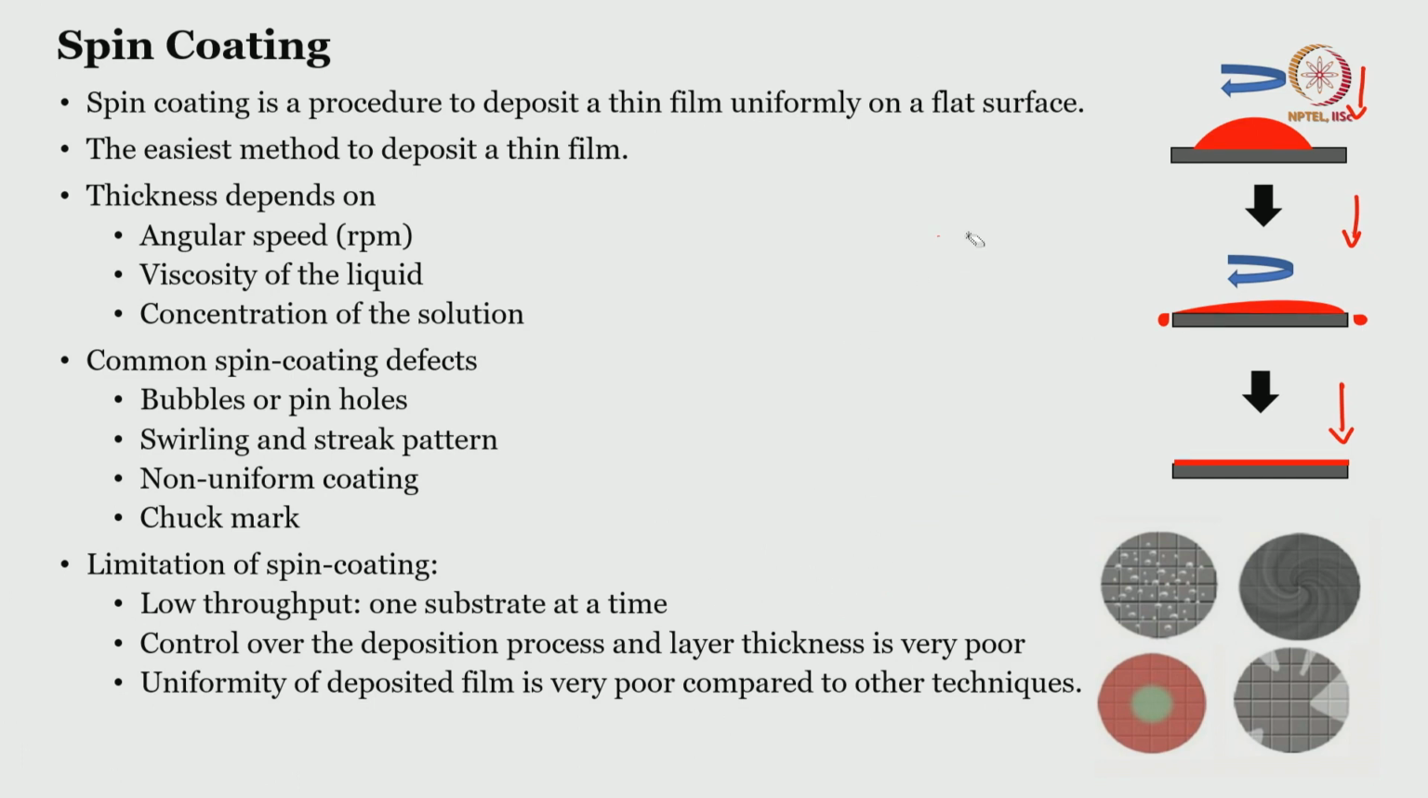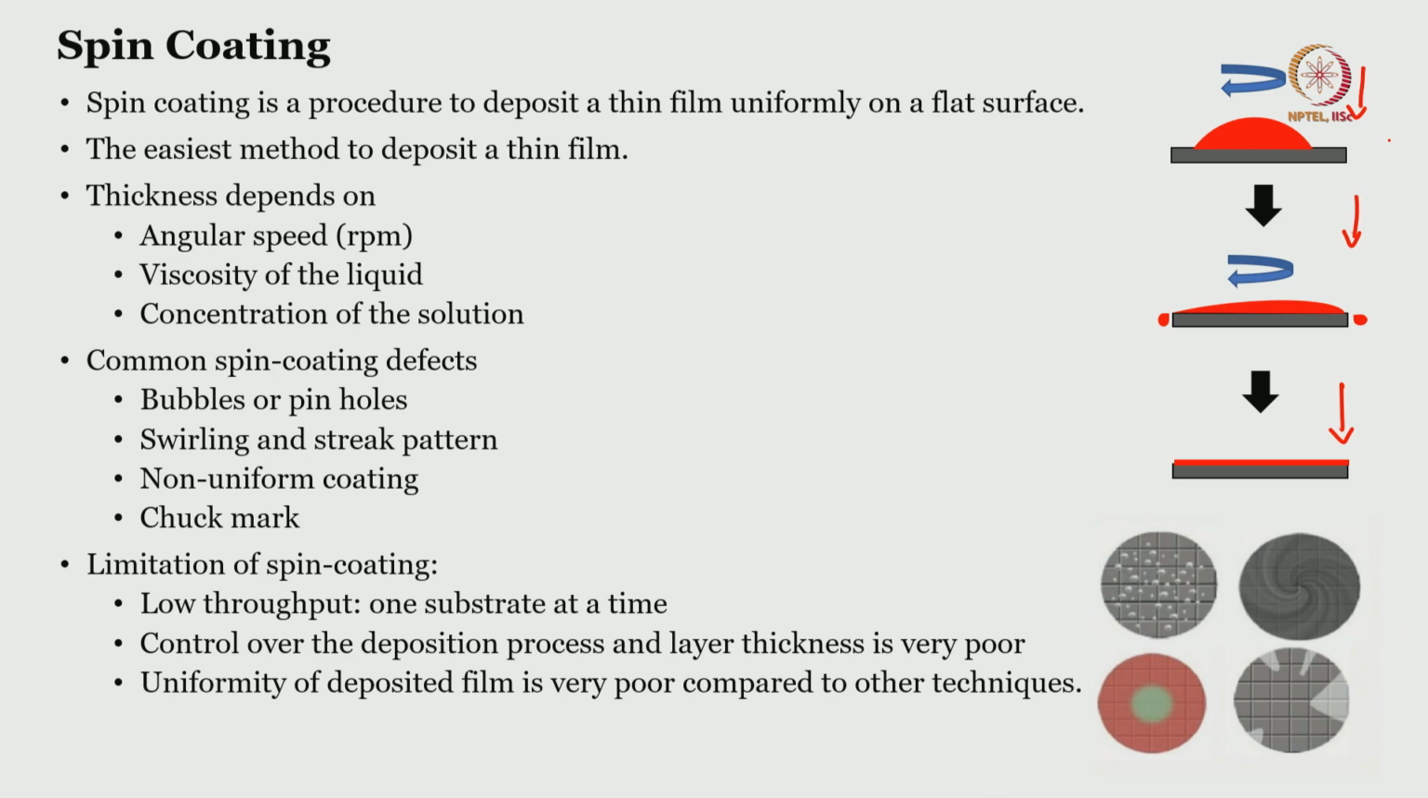For example, you want to deposit PZT via the sol-gel technique, right. PZT is a piezoelectric material and with the sol-gel technique we create this material, then we spin coat it on a substrate. So, it is the easiest method to deposit a film, because you have to just put a drop or a few ml of that material and then spin coat it, right.